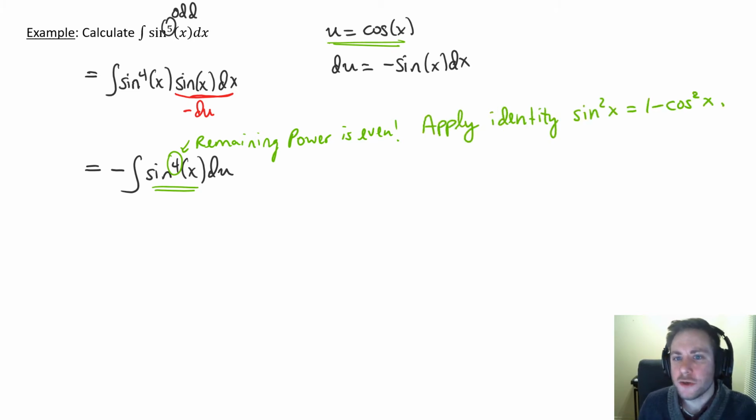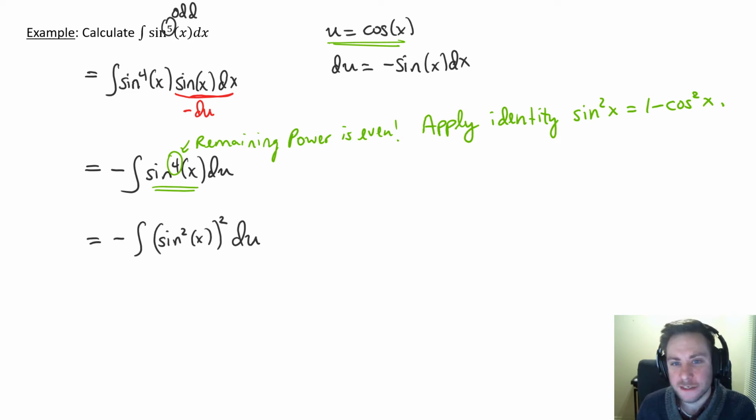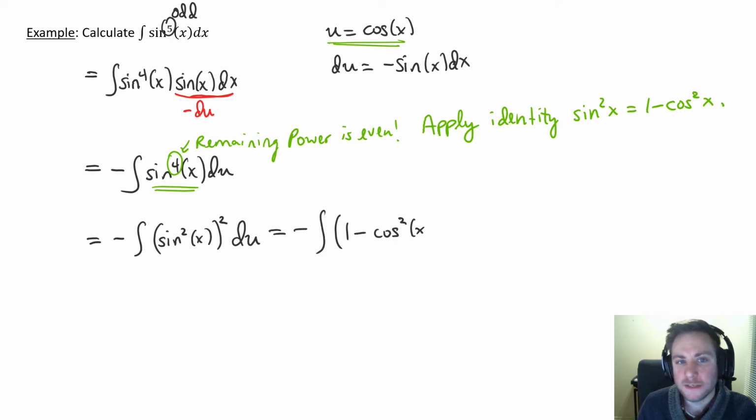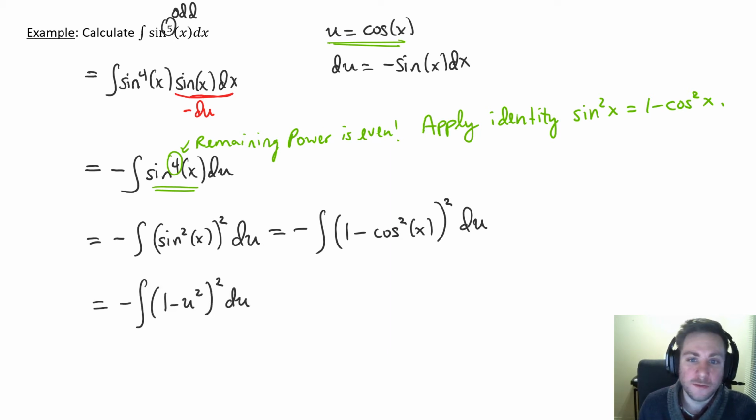It's important to notice that this is specifically an identity for sine squared, but what we actually have here is sine to the 4. So before we can apply our identity, we need to express sine to the 4 as sine squared squared, as you see here. After that, we could replace sine squared by 1 minus cos squared. And since cos squared is the same thing as u squared, we end up with this reasonably nice result.